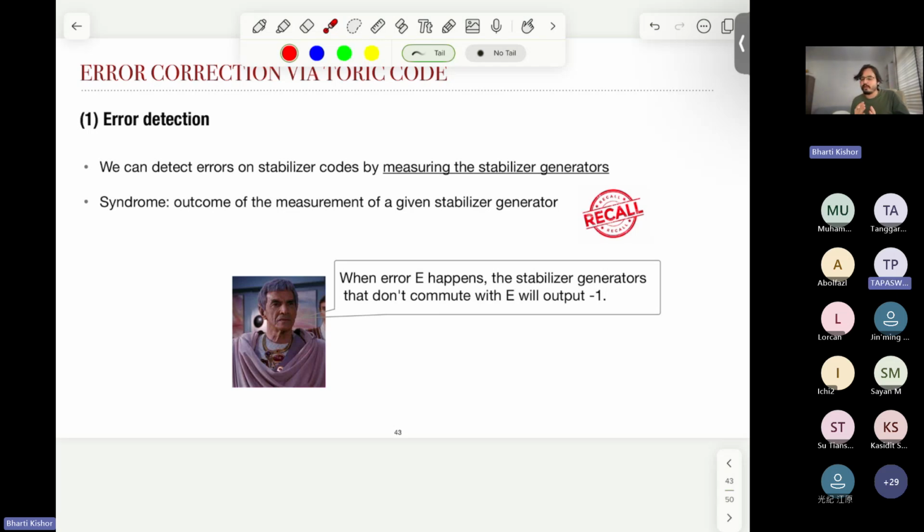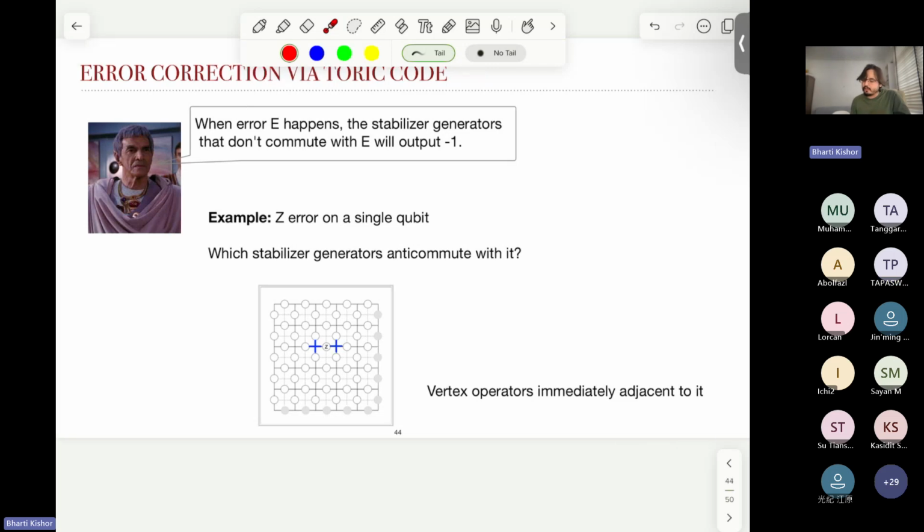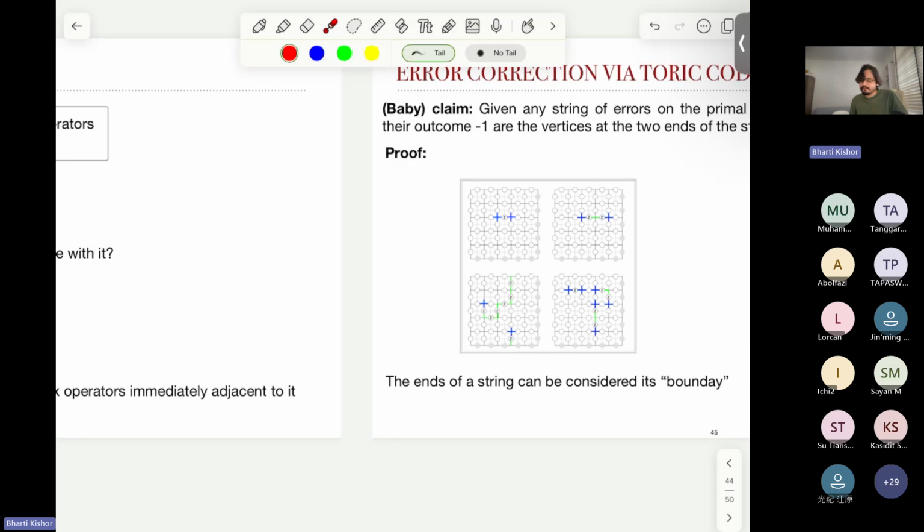That's how one can find whether some error has occurred or not. So let's say you have a Z error on a single qubit. Now, which stabilizer generators anti-commute with it? You see that a Z error on a single qubit will anti-commute with the vertex operators immediately adjacent to it, because the overlap is just a single qubit, and that will give you a minus sign. That tells you that qubit has gone through a Z error.